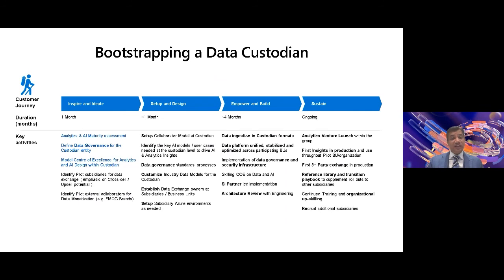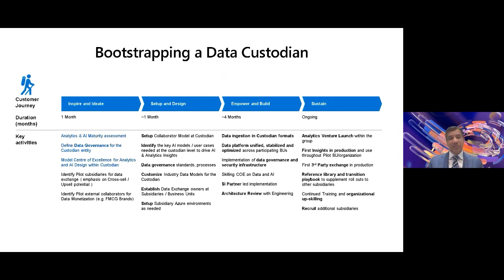It helps if you can identify some pilot subsidiaries or pilot business units who see the value in that data exchange. If possible, also identify pilots for external collaborators for data monetization as well. If you're in the retail space, for example, an FMCG brand might be a good collaborator in that early stage as well. Then we move into setup and design, where we set up the collaborator model at the custodian.